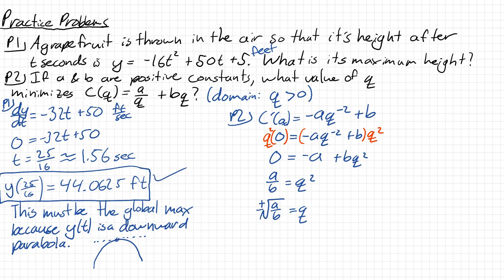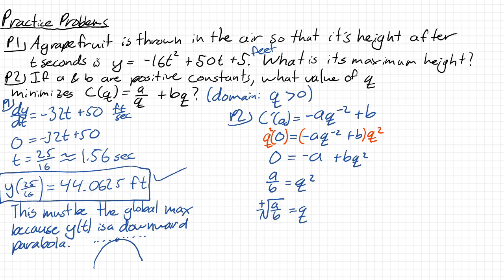Then for problem number 2 here, this is the derivative, negative a q to the power negative 2 plus b. To solve that, I multiplied both sides by q squared to cancel out with q to the negative 2. That results in just negative a times 1 in that first term, and then b times q squared in the second term. And then if you solve that for q, you get q is plus or minus the square root of a over b.